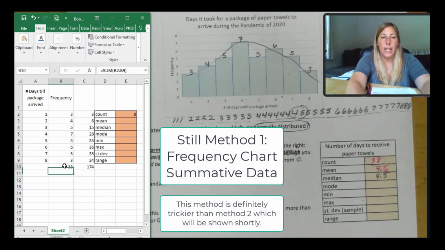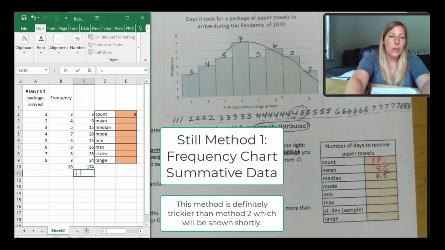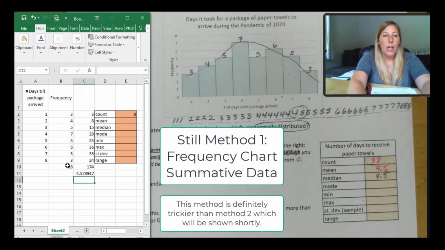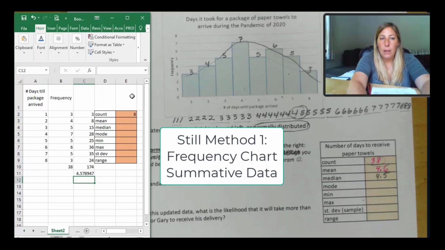There it is, 38. How did I get my mean? Well, I bet when I multiplied these and then divided, it's 174 divided by 38. Now you're probably looking at me and saying, Julie, why are you doing this so complicated? It's a lot easier if you enter the what? If you enter the raw data, all of these become much easier to enter. Let's go ahead and check that out.